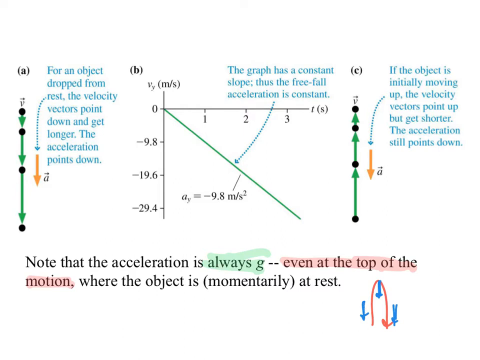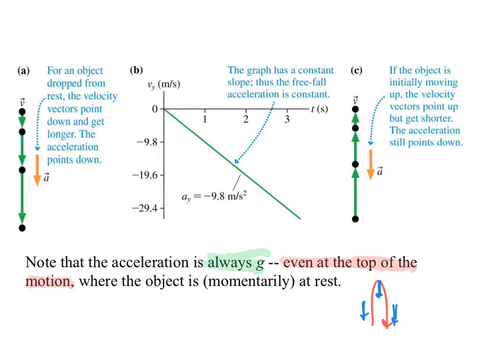even at the top, where our monkey hindbrain wants to say the object isn't moving, so it has no acceleration. And you really need to break that connection in your head. Things can be accelerated even if they are momentarily not moving. In fact, if they are to start moving, there must be an acceleration.